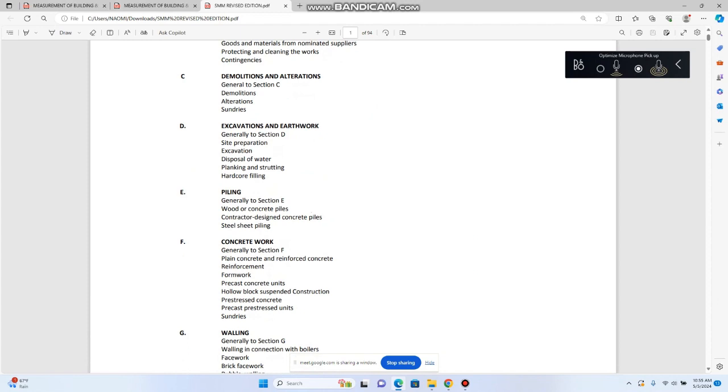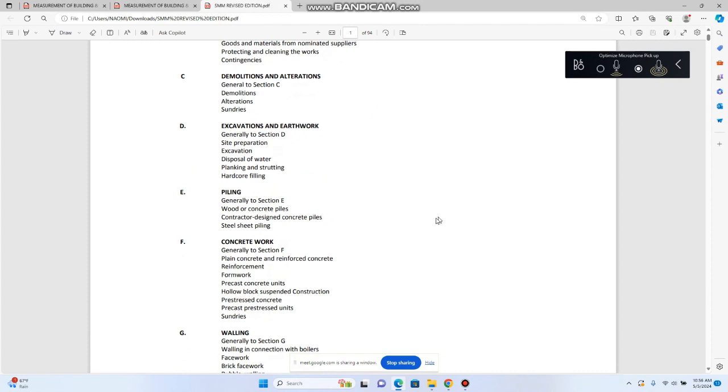Section D tells us how to measure excavation and earthwork. In excavation, you're told about site preparation like clearing the site, removal of the vegetable soil, reducing the levels. How do we excavate all this work? Maybe excavation of the foundation trenches. Here, in section D, we are told how we should measure all that work. Then in E, we are told how to measure piling. In F, we are told how to measure formwork.